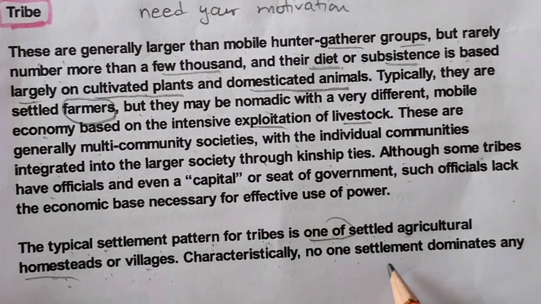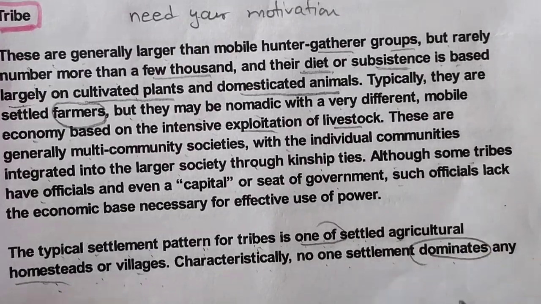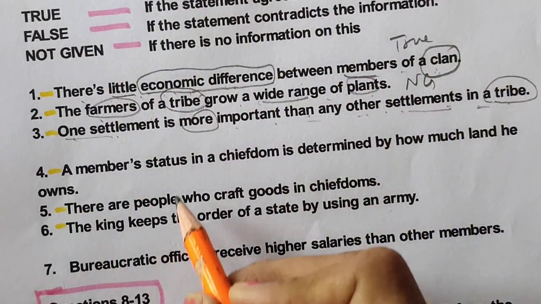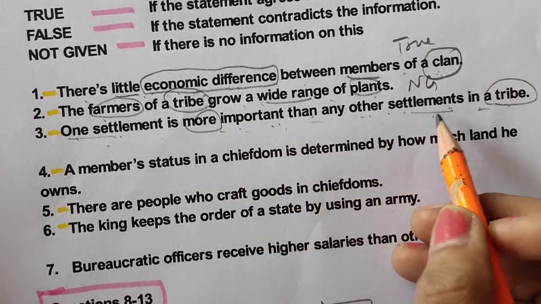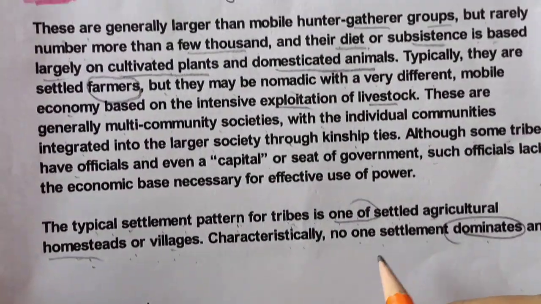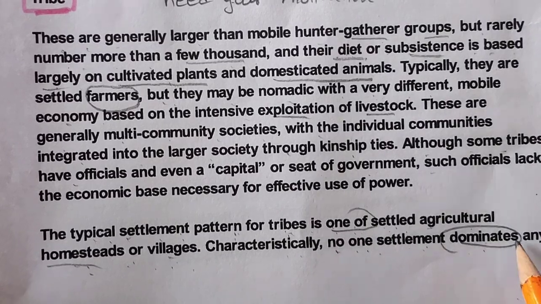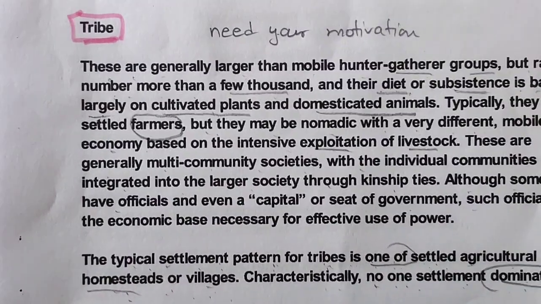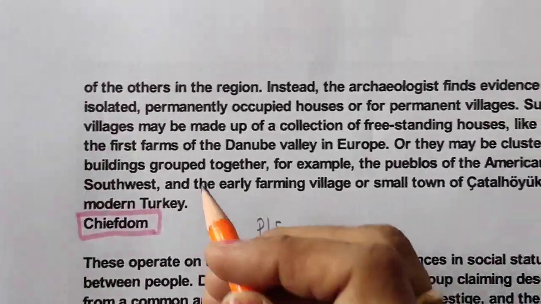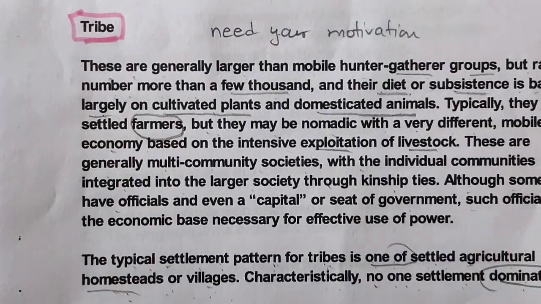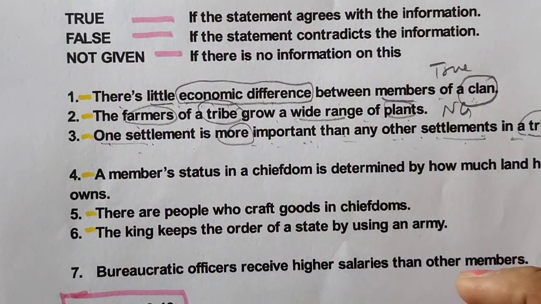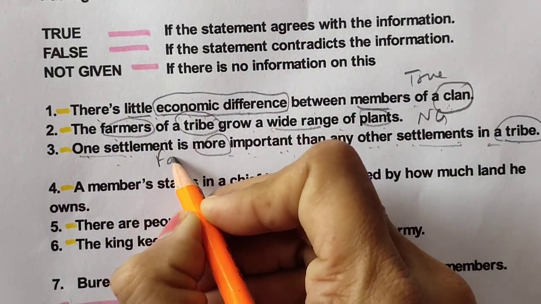Characteristically, no one settlement dominates. Here he is saying one settlement is more dominant, meaning more important than other settlements. But the passage says no one settlement dominates any of the others in the region. So it means that is a false answer. I will put this false.